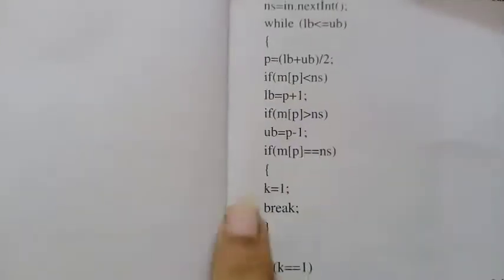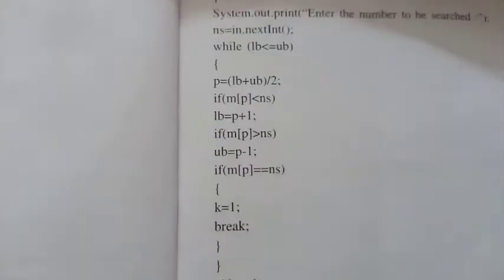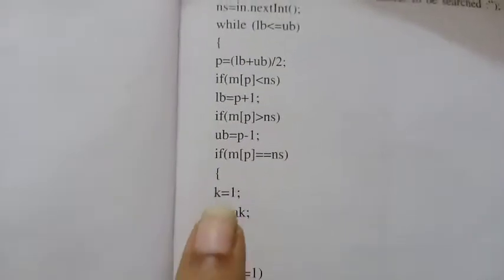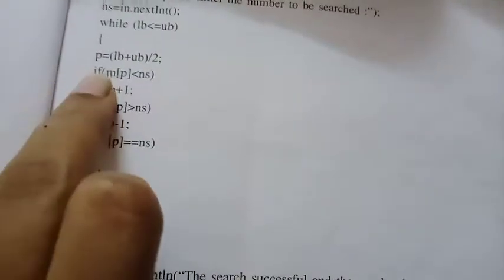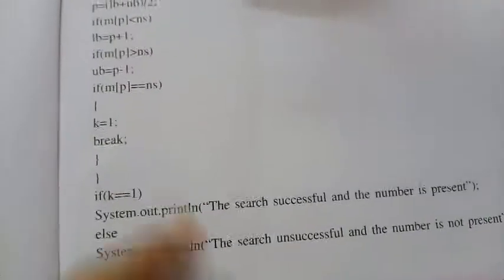Okay, see here you have got it and you have given the break, otherwise it will again go and check the while loop. That's the reason once you have assigned k is equal to 1 you have given the break. Once you give the break it will come out of the loop and you are going to check if k is equal to 1. If you got the search number, only then you are going to assign k is equal to 1. Otherwise it is just going to change the lower bound, upper bound and keep on searching whether the number is there or not.